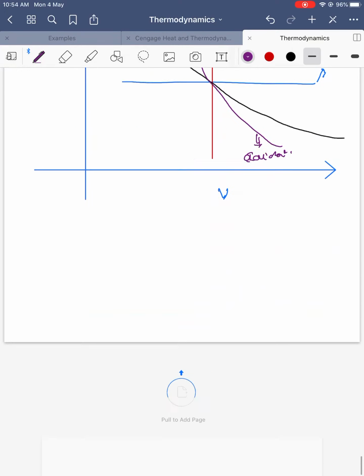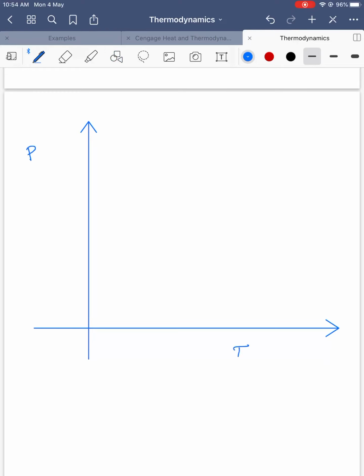Okay. Let's see the pressure versus temperature graph. Say pressure and temperature. If the graph is horizontal, what kind of process is this? Isobaric, because pressure is constant. If it is a vertical straight line in this graph, temperature remains constant. This is what kind of process? Isothermal, because temperature remains constant.